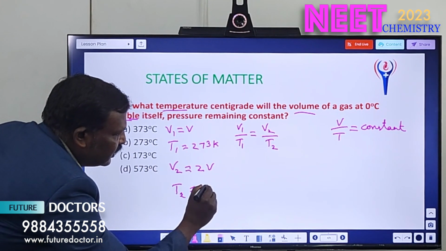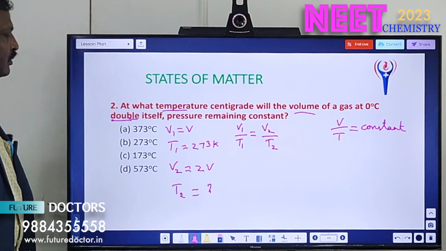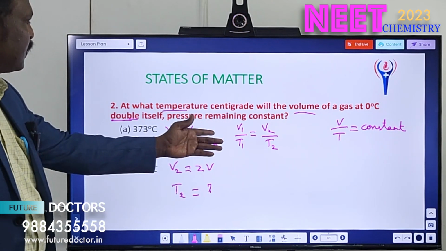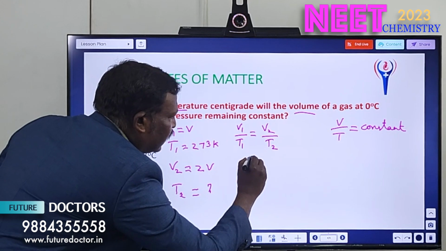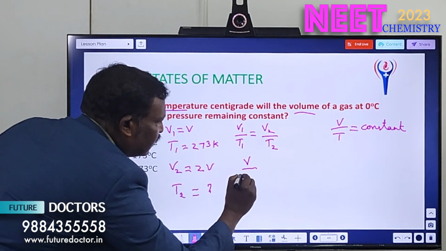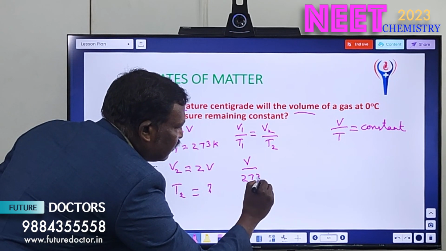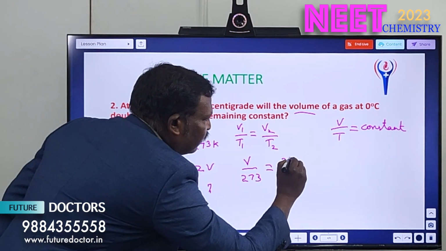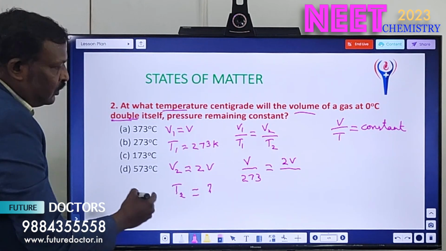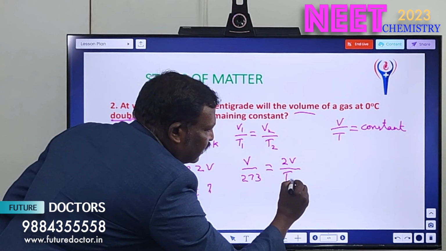T2 is equal to question mark. You following? Understood? Okay. Just substitute. Here V1, just put V only by T1 is what? 273, which is equal to V2 is what? 2V by T2 is unknown quantity. Understood? This only we have to find out.